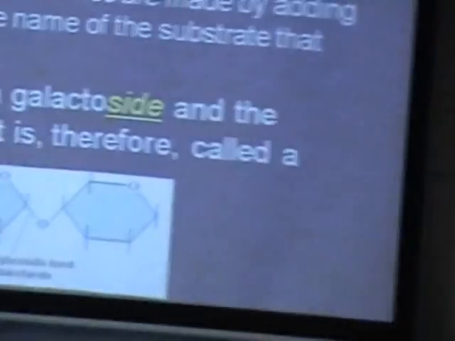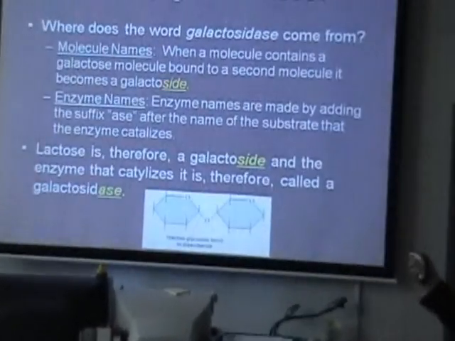To give the full effect of what beta-galactosidase is, I'm going to tell you where galactose comes from and where beta comes from. But to get that, you have to know how molecule names and enzyme names are formed. When a molecule contains a galactose molecule bound with a second molecule, that is called a galactoside. Enzyme names are formed by adding the suffix -ase to the end of the substrate name that the enzyme catalyzes. Lactose is therefore a galactoside, and the enzyme that catalyzes it is therefore a galactosidase. Here's a picture of the bond.